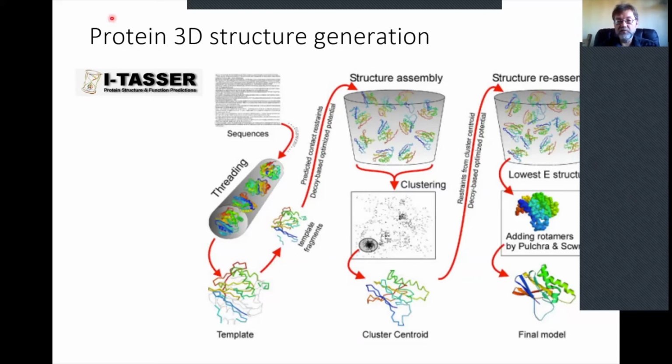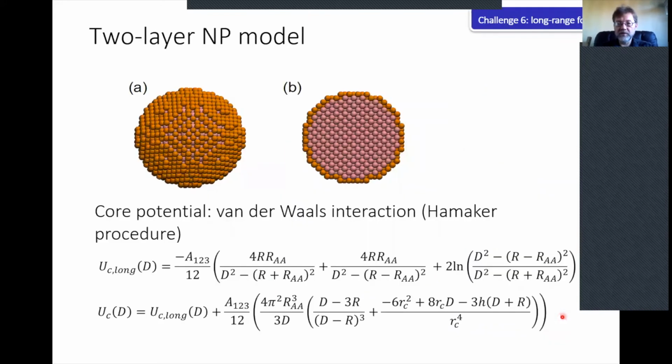Our starting point is a FASTA sequence from the UniProt database. Then we run the simulation. It takes about a day on a good computer to get the 3D model. We record that in the form of a PDB file and feed it into the coarse-grained model of a protein.